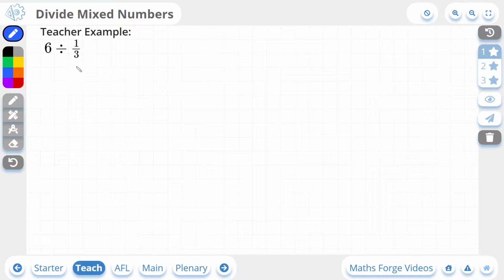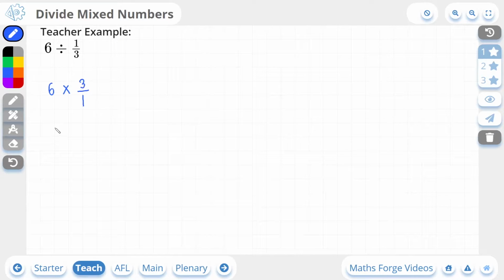So as we know from dividing fractions, we keep the first number the same, we change the division symbol to a multiplication symbol, and we flip the second fraction around. So it's going to be 3 over 1. Now at this stage, how do we multiply the whole number by the fraction?